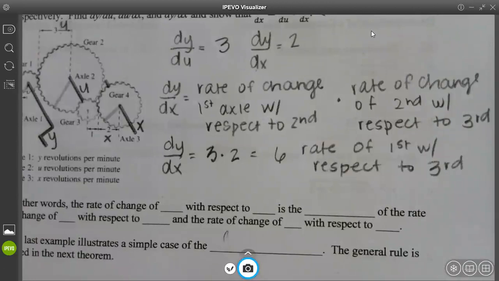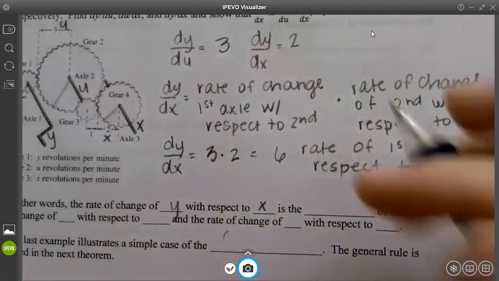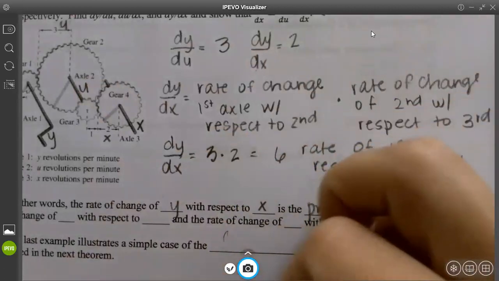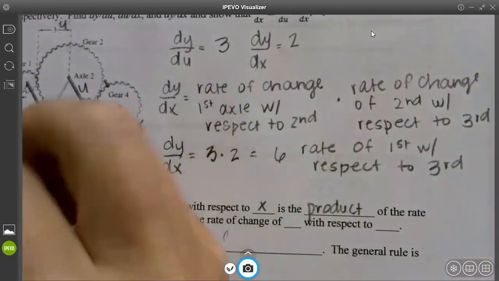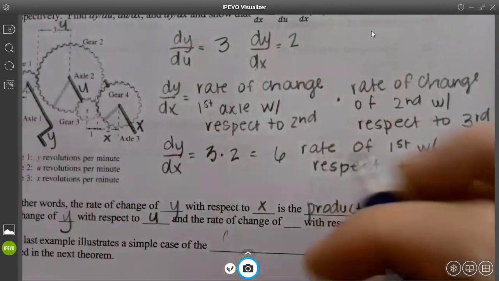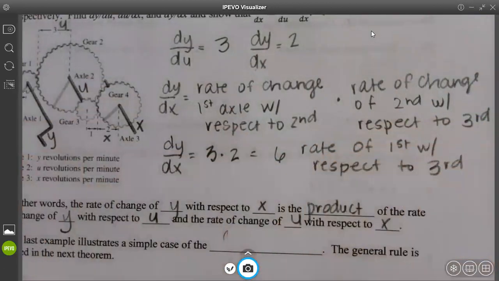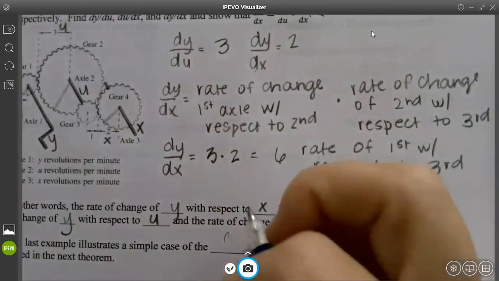All right. In other words, the rate of change of y with respect to x is the product of the rate of change of y with respect to u and the rate of change of u with respect to x. All right, so all this is doing is trying to prove the chain rule. And this is a simple form of it, and that's what it's going to say at the bottom. The last example illustrates a simple case of the chain rule.